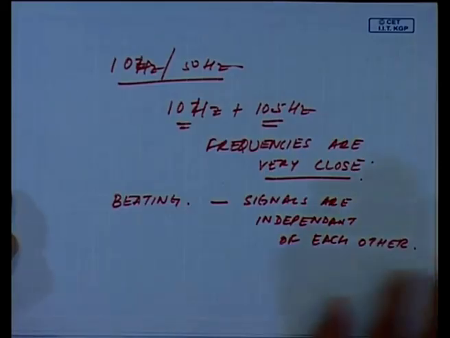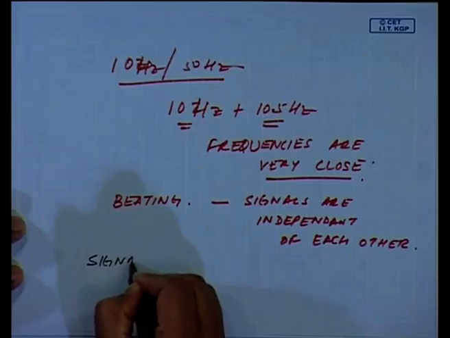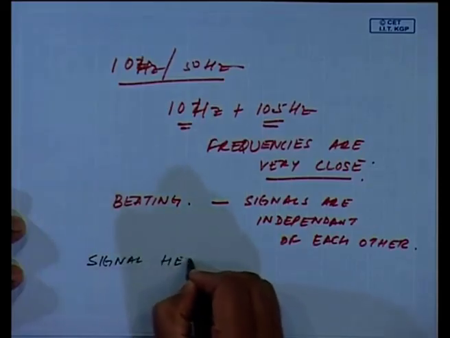Now, I will give you an example. There are ways, Fourier series is one method of estimating the frequencies of the signal, but there are other methods to find out the frequency of the signals. Okay. One such method is what is known as signal heterodyning.